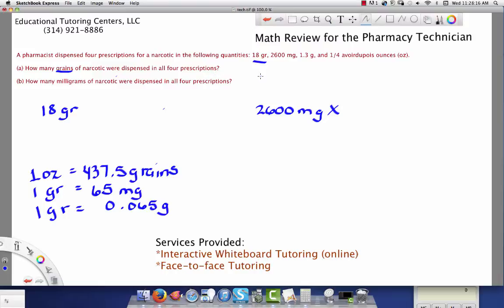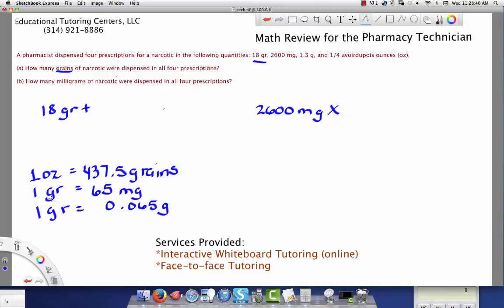Okay, so the question asks for part A, how many grains of narcotics were dispensed in all 4 prescriptions? So we'll need to make a conversion and then add them all together to see how many grains were dispensed in all 4 together. The first one we already have here is 18 grains. Then we'll be adding 3 other ones. So we'll first do the 2,600 milligrams, and we want to convert that over to grains.